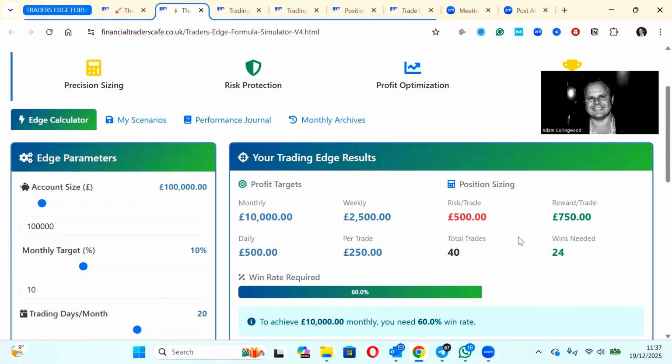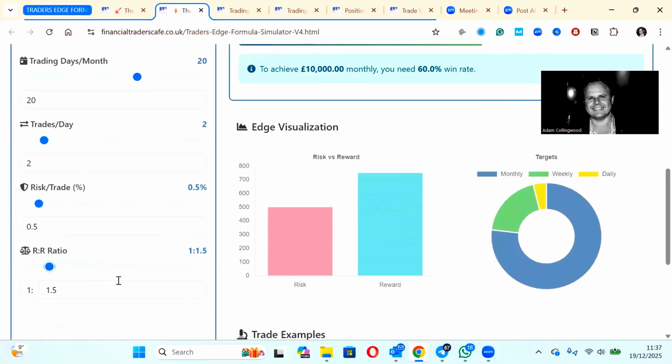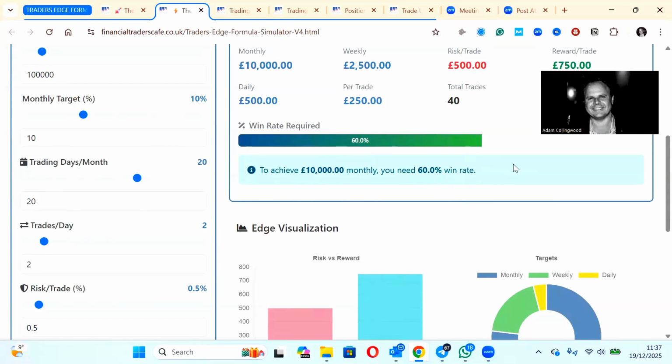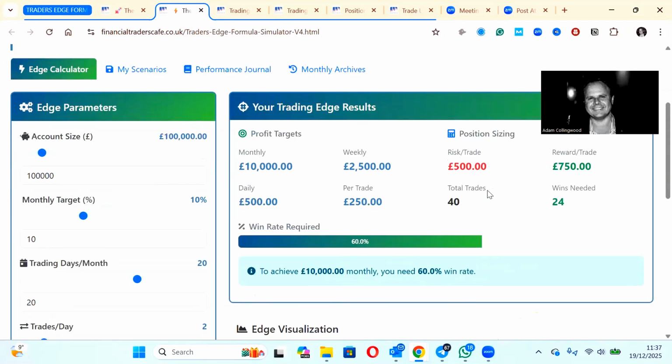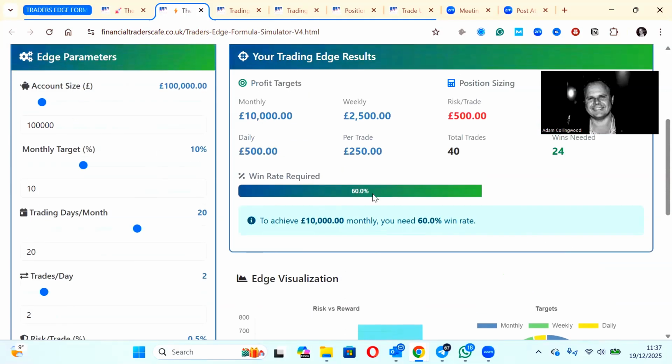We're simulating this on 40 trades. And what this is telling us is, for you to get the 10% for the month, you need 24 winning trades at that risk reward ratio of 1.5. And that's a win rate of 60%. Can you get that win rate to be 60% to do that? Now, you can change any one of these numbers.